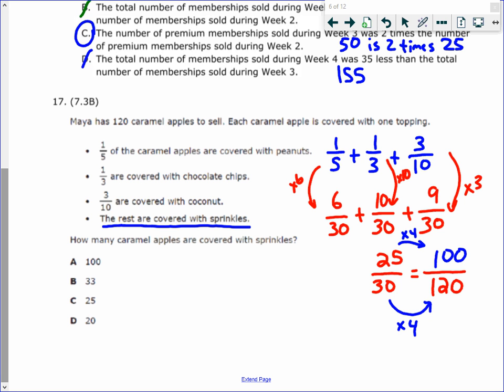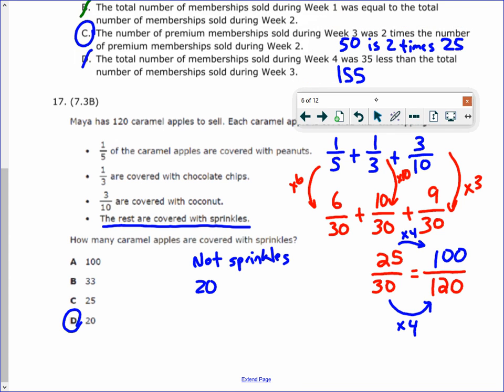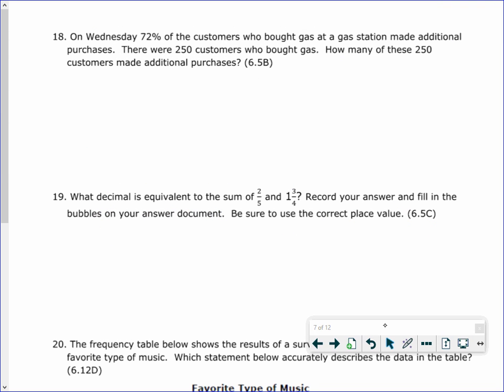If 100 are covered with these things, that would mean 20 are not. So 120 minus 100 is 20. So here's the not covered with sprinkles. I'm sorry, covered with sprinkles. 100 are covered with stuff not sprinkled. So not covered with sprinkles is going to be 20 out of 100. So 20. There we go. Number 17, pretty tricky one. Good old 7th grade. All right, number 18.